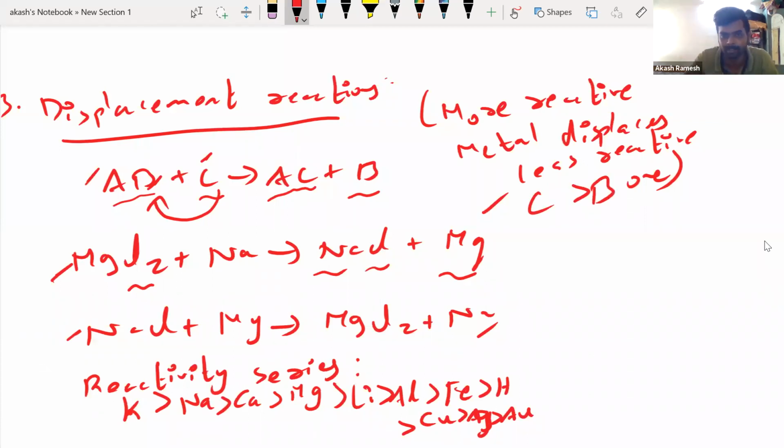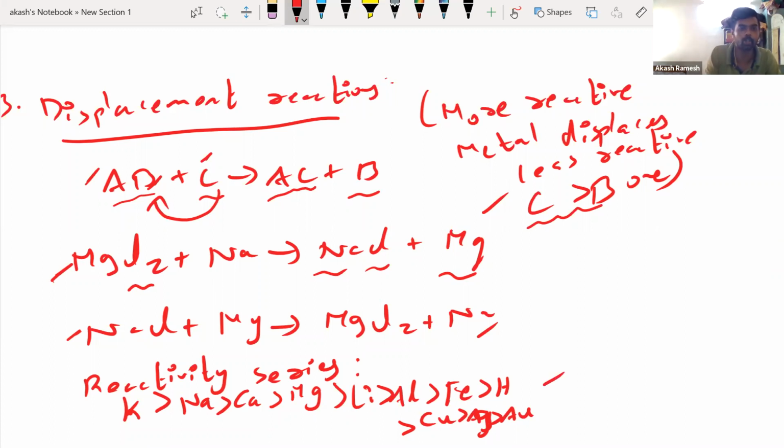That's what I understand. I told you, more reactive metal displaces the lesser reactive one. Right now, in this case, you see B is getting displaced by C in the product side. So what I can tell is the C is more reactive than B. Okay. Now, from the reactivity series, look at this.